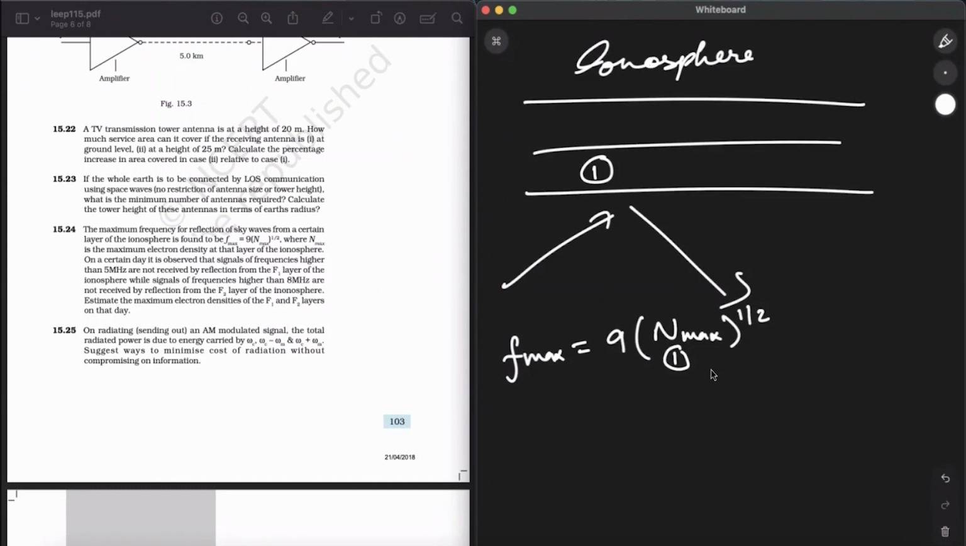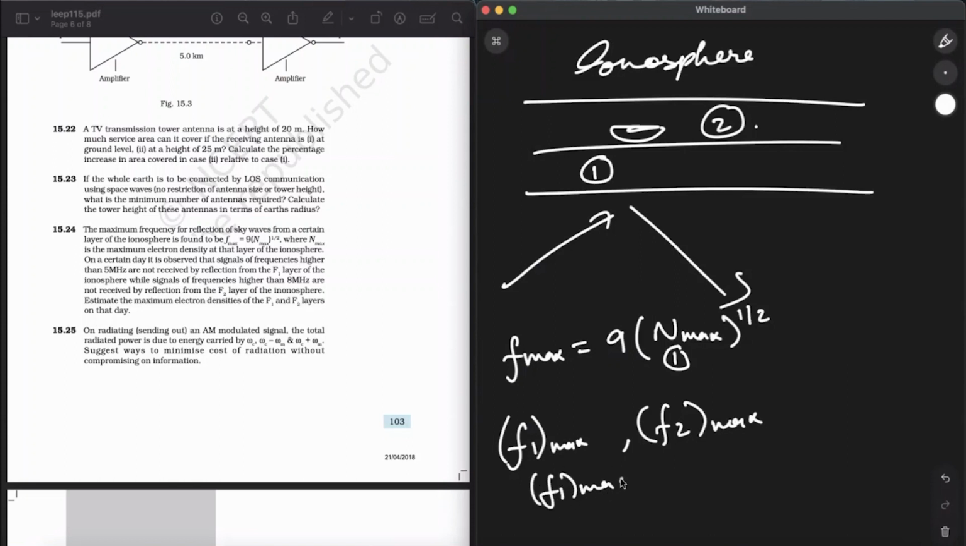Now, on a certain date, it is observed that signals of frequencies higher than 5 MHz are not received by reflection from the F1 layer of the ionosphere, while signals of frequencies higher than 8 MHz are not received by reflection from the F2 layer of the ionosphere. Estimate the maximum electron density of the F1 and F2 layers. Simple question again. You know the maximum frequencies for layer 1 and layer 2: F1 max for layer 1, and F2 max for layer 2. Then you could find the ratio of the maximum electron densities by dividing. So F1 max divided by F2 max will be equal to N1 max divided by N2 max, to the power 1 by 2.